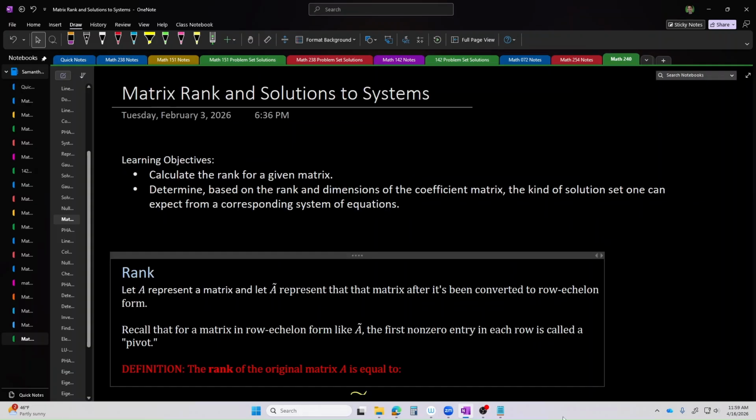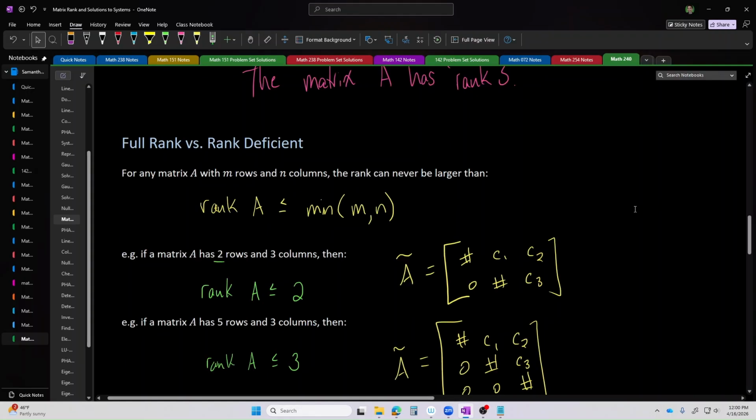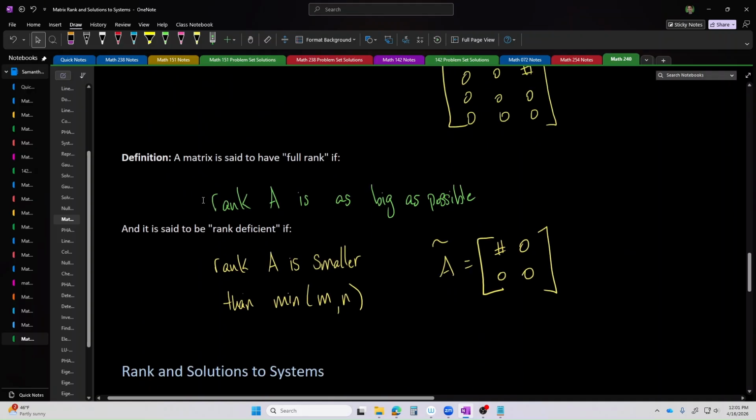So that concludes this lesson on matrix rank and on solutions to systems. We said that the rank of a matrix is the number of pivots that are left in the matrix after it has been row reduced. In general, a matrix has the property that its rank cannot be any larger than the number of columns or the number of rows, whichever of those values is smaller. So when a matrix is full rank, that means that the rank is actually equal to its maximum possible value. And when the matrix is rank deficient, that means that the rank is smaller than its maximum possible value.